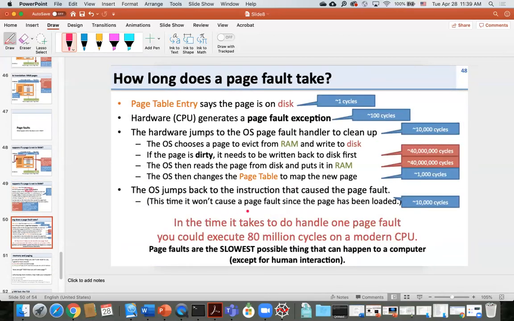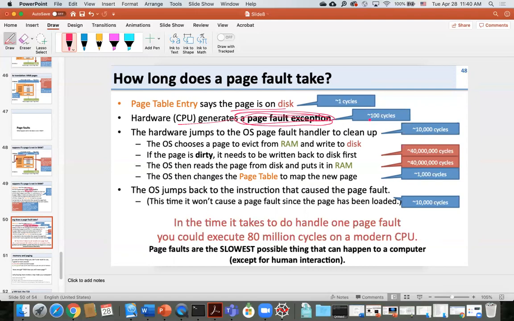And how much time should it cost? For example, how long will it take? The page table says the data is on the hard disk. That's actually just one machine cycle. However, your CPU needs to generate a page fault exception, because your CPU sees that and needs to handle it first, to give a signal to the operating system. And this could cost you 100 machine cycles, which is okay.